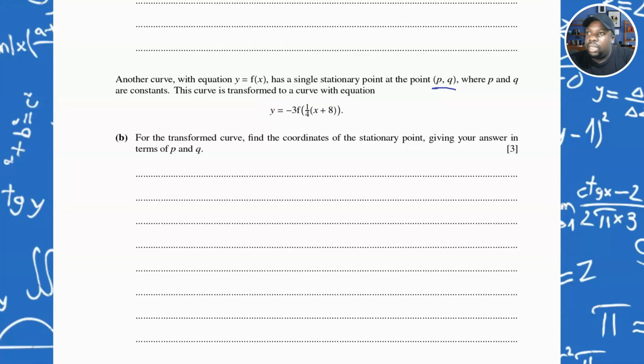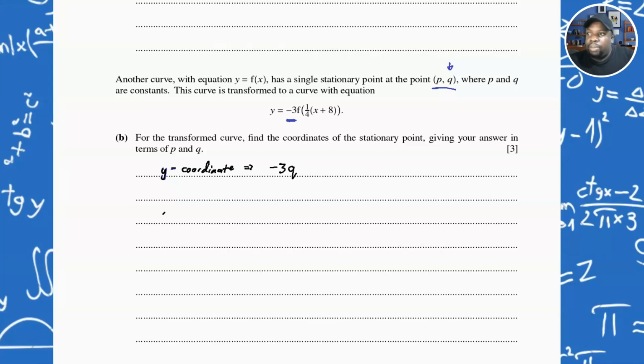Now, it's important that you understand which transformation affects which coordinate. All right, the minus 3 is a stretch parallel to the y-axis, and it is going to affect the y coordinate. So the new y coordinate is such that it's minus 3 times the y coordinate, so it's minus 3 times q, so it's minus 3q.